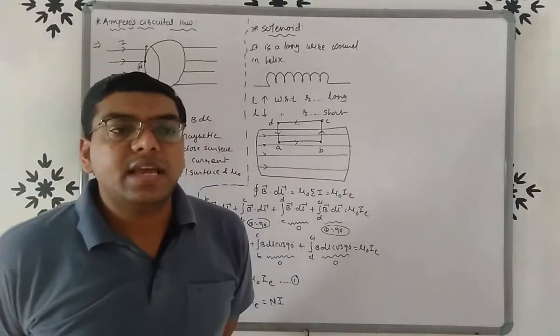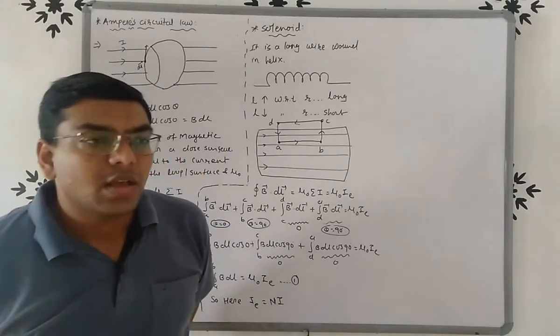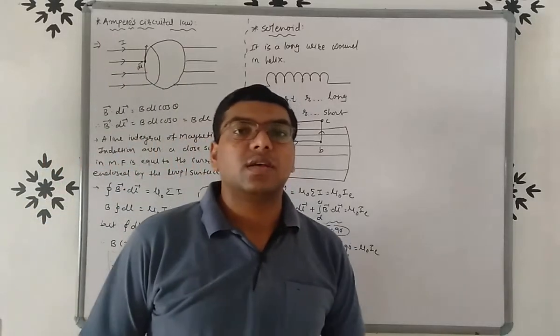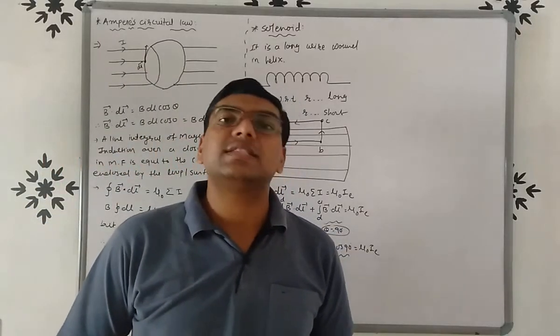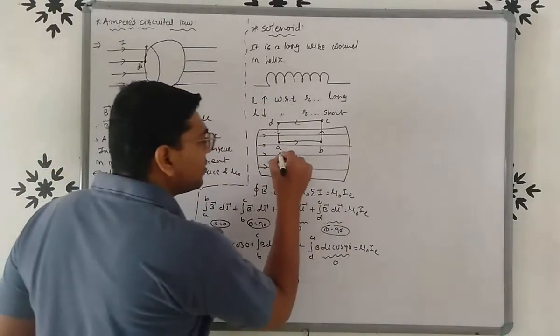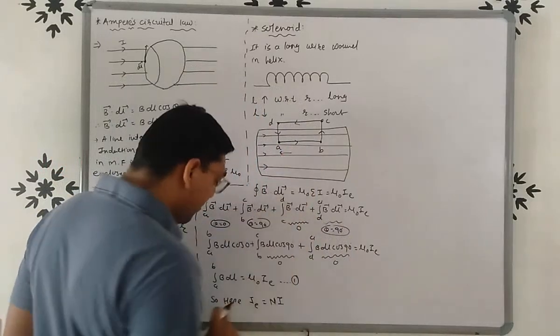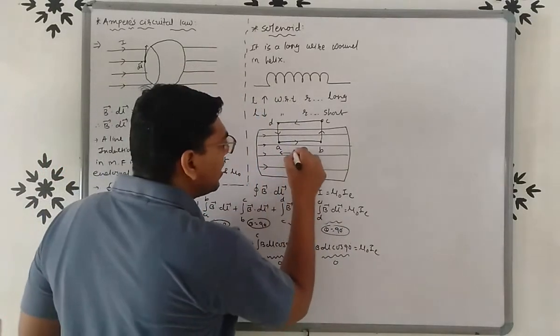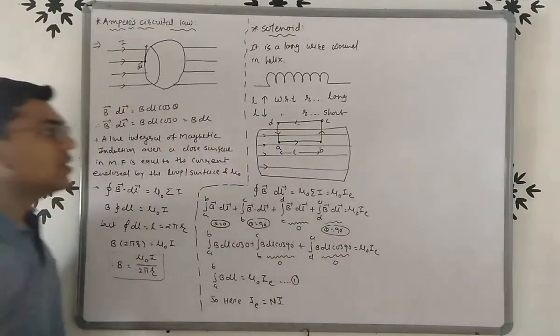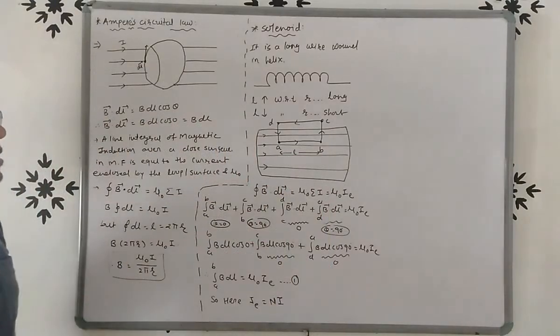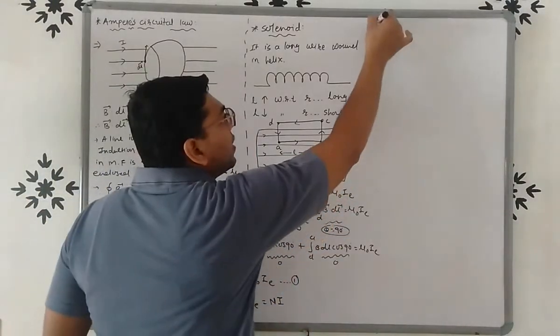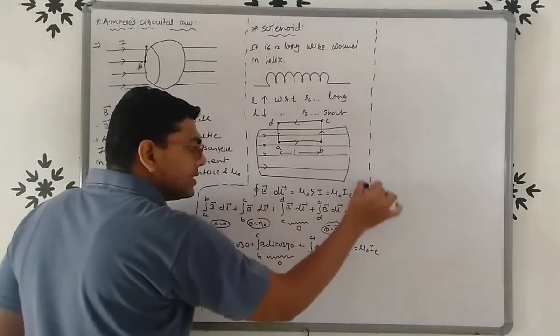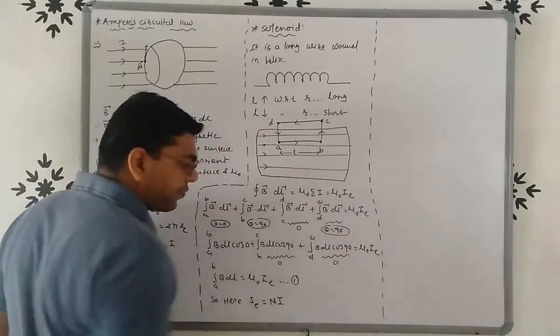But friends, here we assume that the number of turns per unit length is small n, because here we have to consider the field for A to B only. So here the length is L. So we consider that the number of turns per unit length is small n.